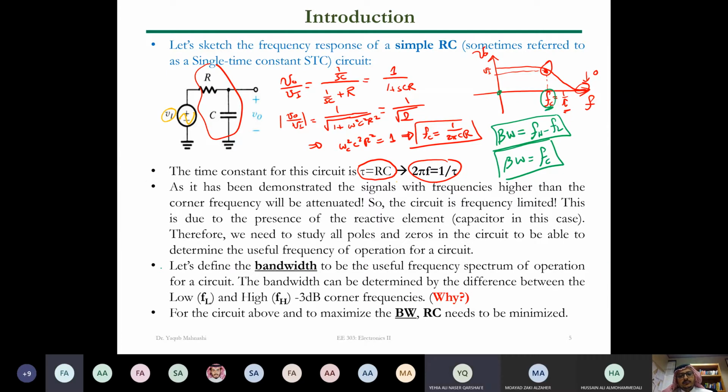You can increase either the resistance or the capacitance. Exactly. So you can play with RC here. Increasing RC will decrease the bandwidth and vice versa. So you need to decrease the RC and then you'll get a good bandwidth, or you're maximizing the bandwidth.